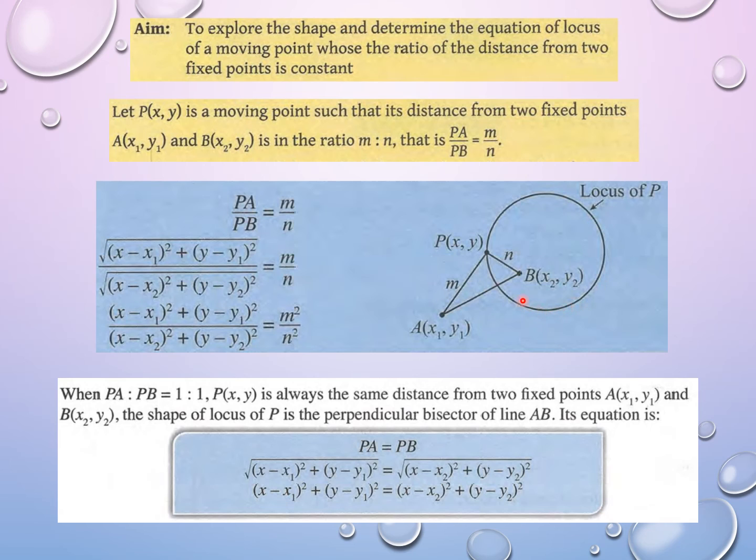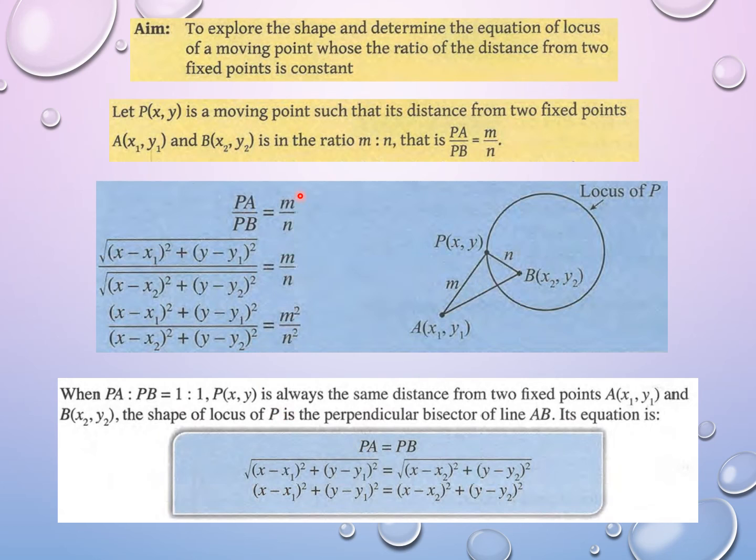So how to get the equation? Since it's a ratio, we just use PA over PB equals the ratio m to n. Then we use the distance formula. Make sure that when you want to remove the square root, you have to square both sides. So we will have m square over n square. Then we simplify, and you get your equation.